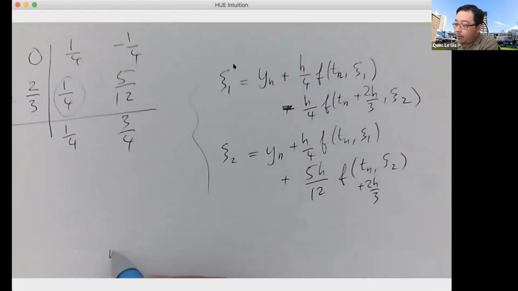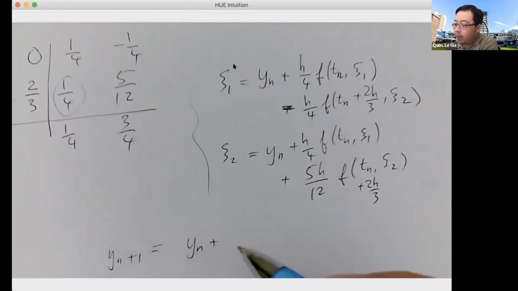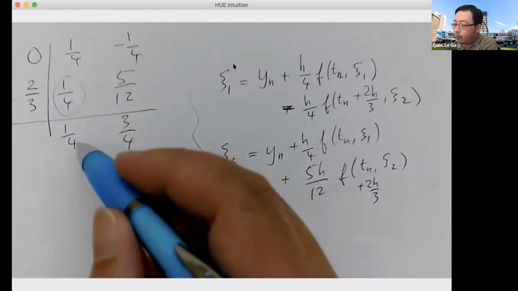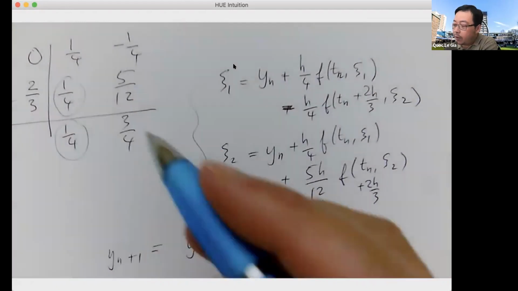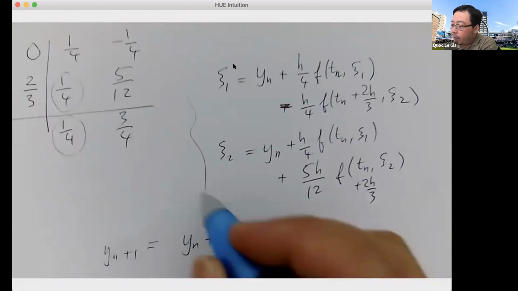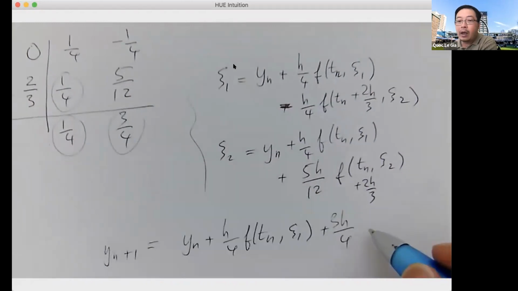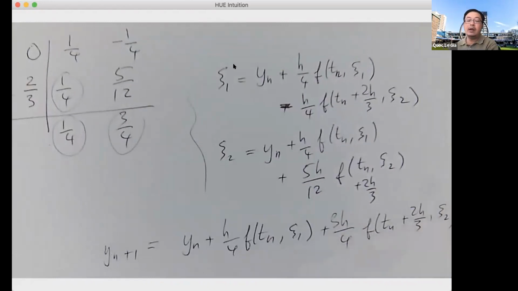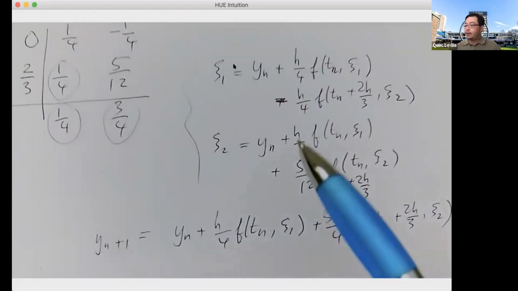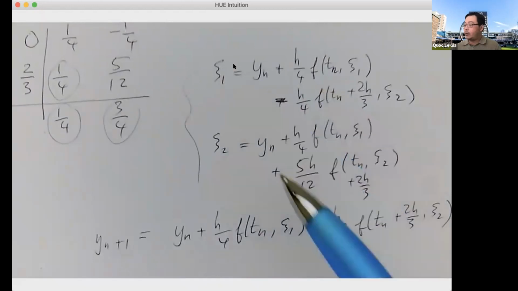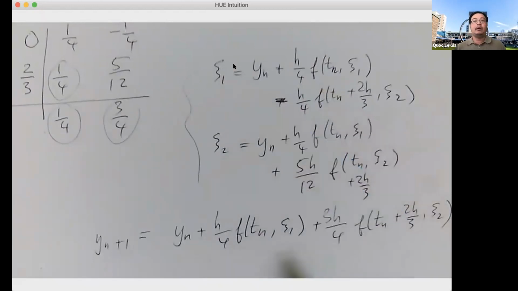And then yn plus 1 is just yn plus, this one is 1/4, h/4 f of tn, xi1 plus 3h/4 f of tn plus 2h/3, xi2. So once you solve the system and you have xi1 and xi2, you just plug them in here, and then you get yn plus 1.